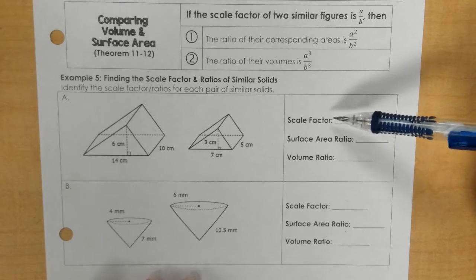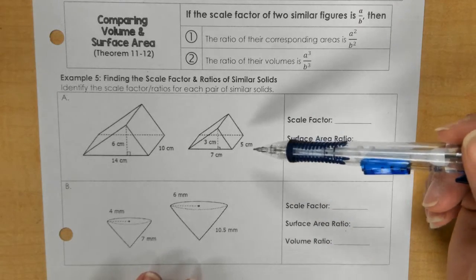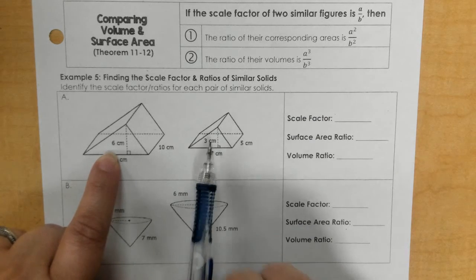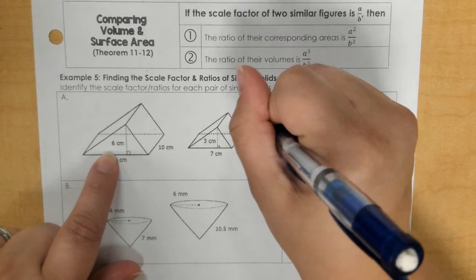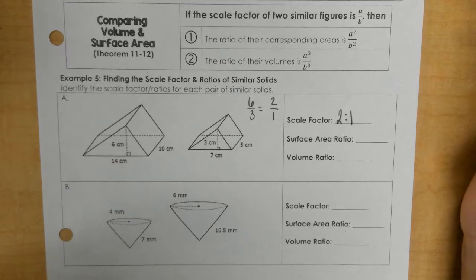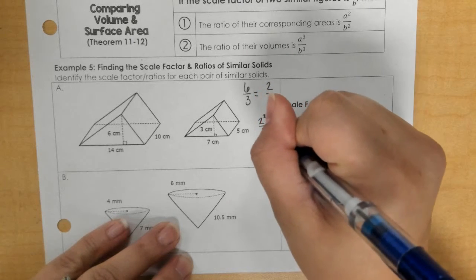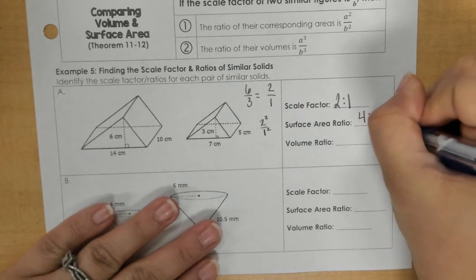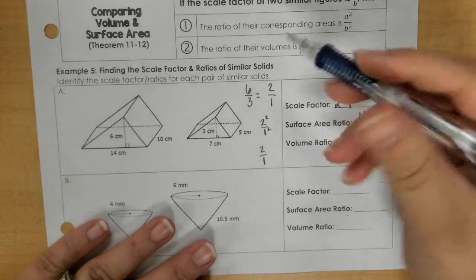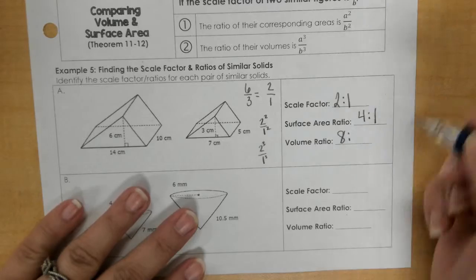So the bottom line is you've got to find the scale factor before you can do any of this. I'm going to pick two sides to compare. I like this 6 over 3 right here, which reduces to 2 over 1. So that's my scale factor. For surface area, I just square that: 2 squared and 1 squared makes 4 to 1. For the volume, I go back to the scale factor and cube it. So 2 to the third power is 8, and 1 to the third power is 1.